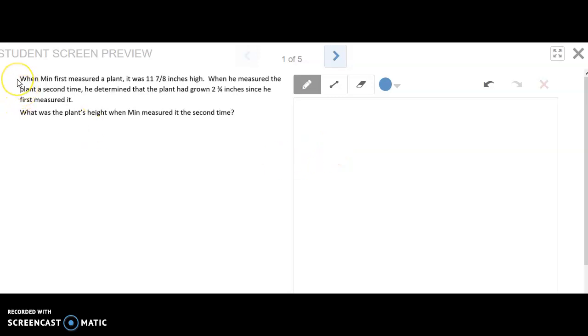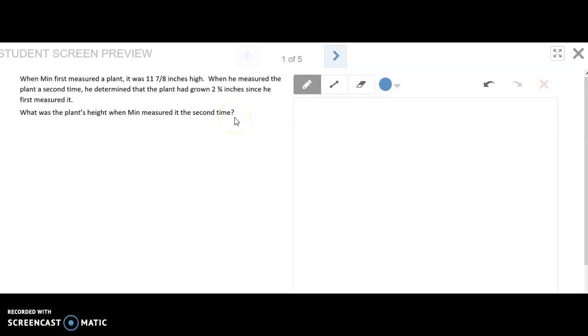Boys and girls, let's take a look at this problem. When Min first measured a plant, it was 11 and 7/8 inches high. When he measured the plant a second time, he determined that the plant had grown 2 and 3/4 inches since he first measured it. What was the plant's height when Min measured it the second time?